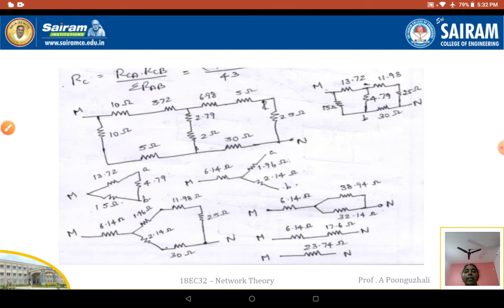If it is between M and N, I should not exchange these M and N values. I should keep those 2 points as such, and only the remaining points I have to alter and find out the values there.